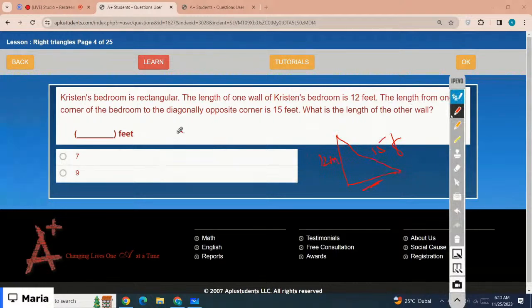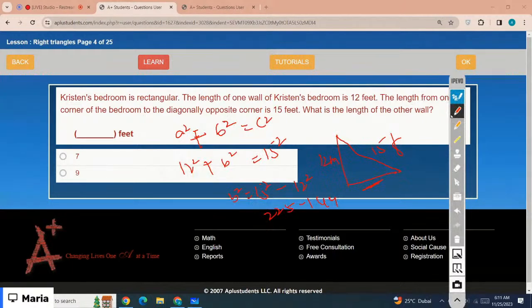Okay, so you have to evaluate a square plus b square equals c square. You are given c. That is 12 square plus b square equals 15 square. B square equals 15 square minus 12 square. 15 square is 225 minus 144. I think that is 49.